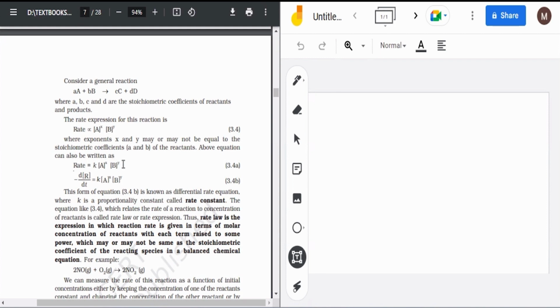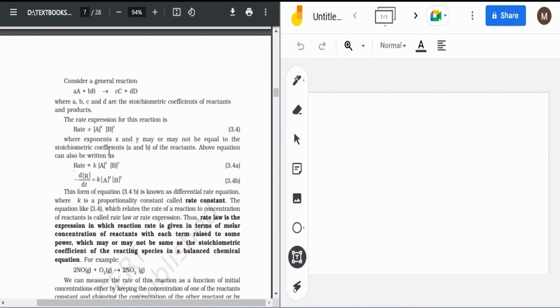These X and Y need not be equal to the coefficients. Remember this thing, this is very important. The power of A and B in the rate expression is not necessarily equal to the coefficient. X is not equal to A and Y is not equal to B. They may be equal, but it is not necessary. It solely depends upon the chemical reaction.